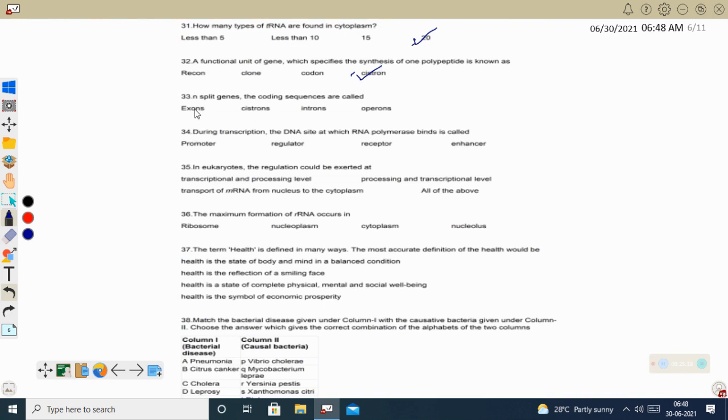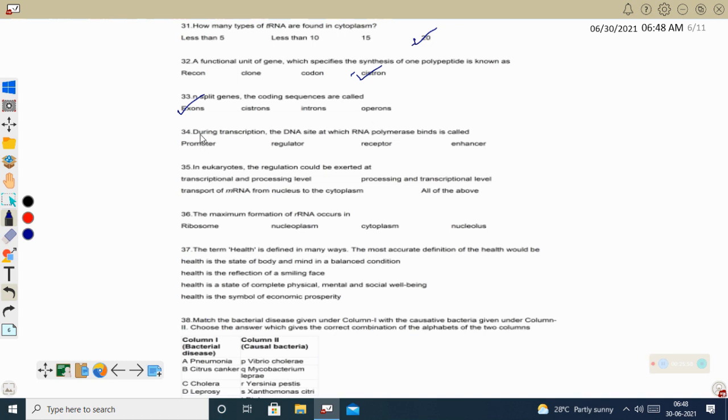Next question, a split gene, the coding sequences are called as, coding sequences are exons and non-coding sequences are introns. So here exons are the correct option. Cistron, we said, is the polypeptide representing gene. Introns are non-coding sequences. Operon is nothing but the structural gene with its regulator, promoter sequence, everything together, it is called an operon. In that we can see polycistronic structural genes.